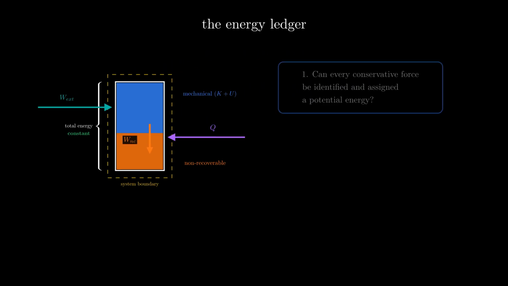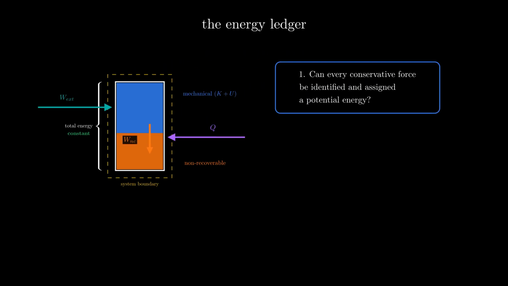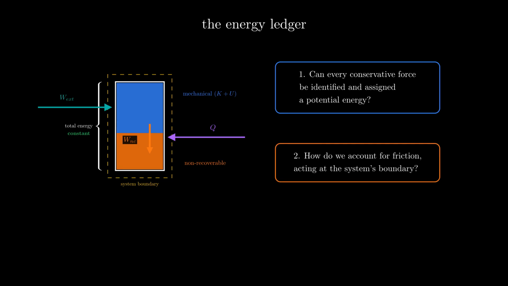Two questions remain. First, whether every conservative force can be identified and assigned its potential energy. Second, how to account for a non-conservative force like friction, which acts right at the boundary between the object and the surface. The next step follows friction down to that surface to see where the missing energy actually goes.